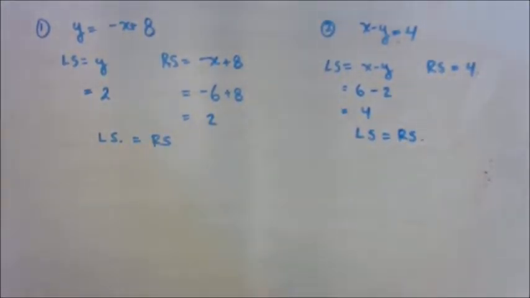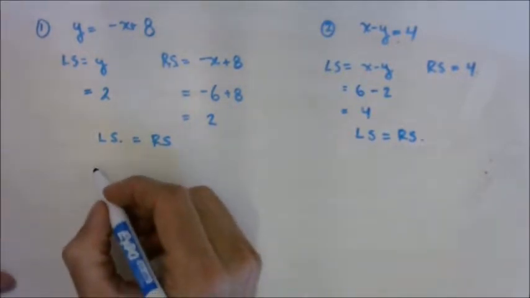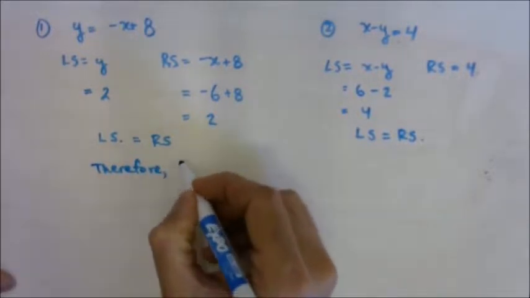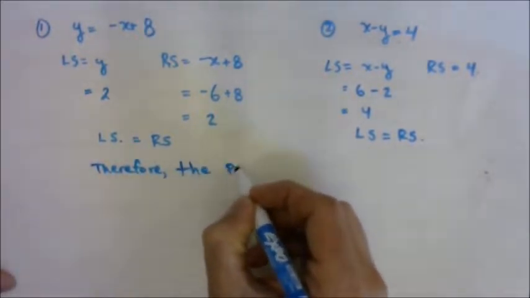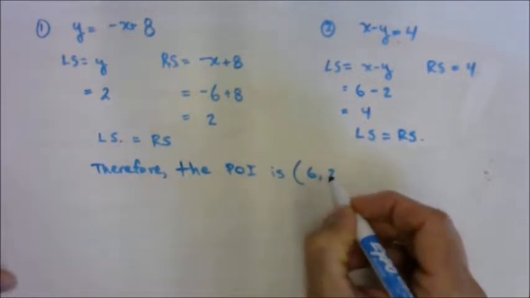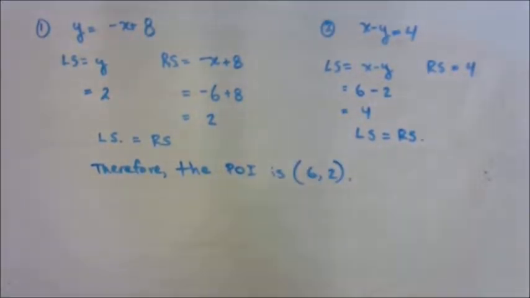Because the point 6, 2 satisfies both equations, we can say, therefore, the point of intersection, the POI, is 6, 2. That's the fourth step, writing our conclusion.